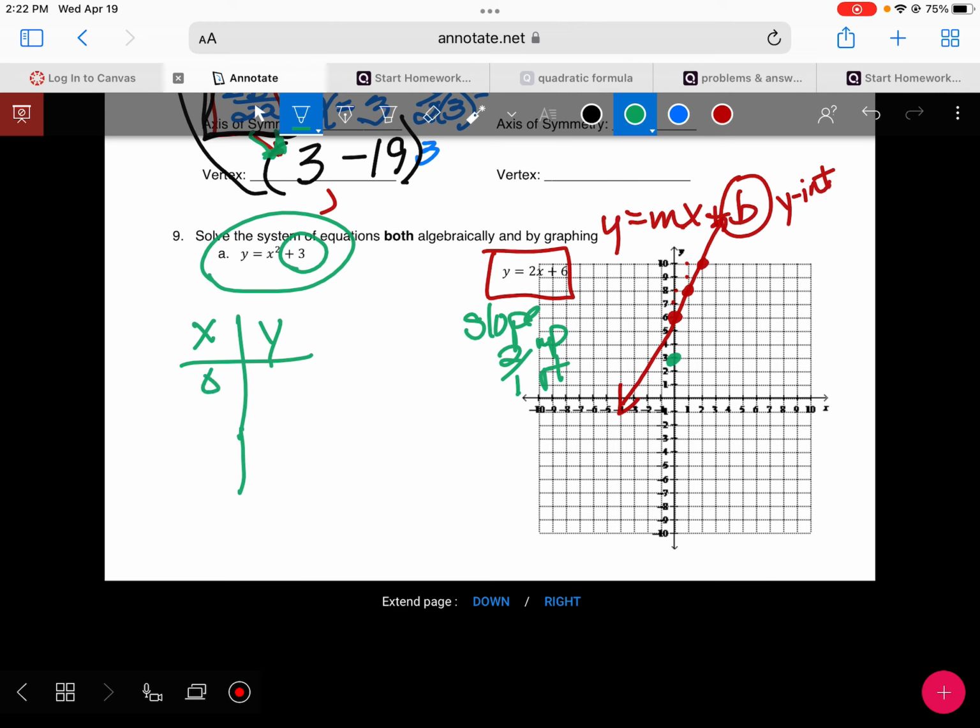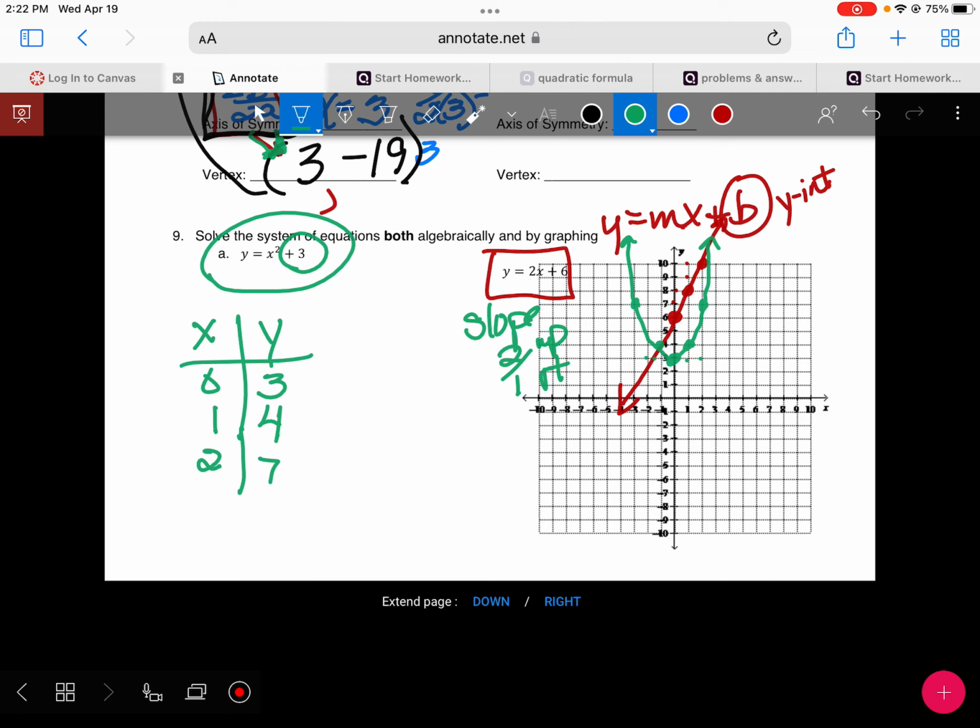That might be the easiest way to graph this. So we just said if x is 0, that's 3. What if I put 1 in? Try to go 1 space to the right, 2 spaces to the right, 1 to the left, 2 to the left. If I put 1 in, I get 1 squared, which is 1. 1 plus 3 is 4. So that's 1, 4. If I put 2 in, 2 squared is 4. 4 plus 3 is 7. That is 2, 7. That means the other side is going to be the same. So here it is as a graph.